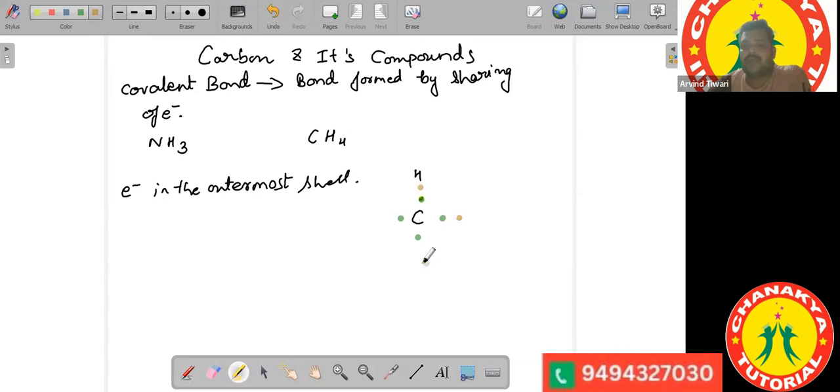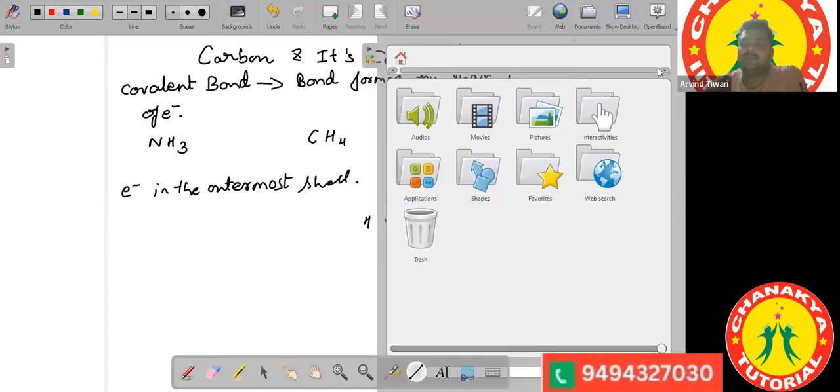Here also there will be a hydrogen, and each hydrogen can share at most 1 electron. So you have hydrogen, hydrogen, hydrogen, and each hydrogen will share 1 electron. If it shares 1 electron, it will also gain 1 electron. Whatever electron the hydrogen shares is equal to the electron it obtains from carbon.